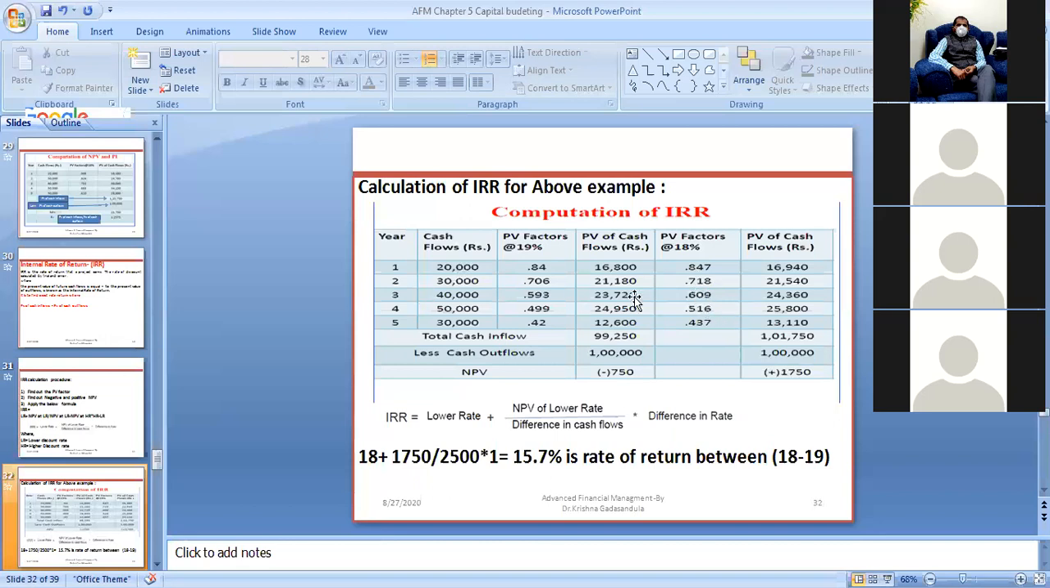This 20,000 times 0.847, 30,000 times 0.718. So like this, we calculate PV factors times cash flows at 18%. At 18%, how is it coming? It is coming positive. So at 19% the NPV is negative, and at 18% the NPV is positive.